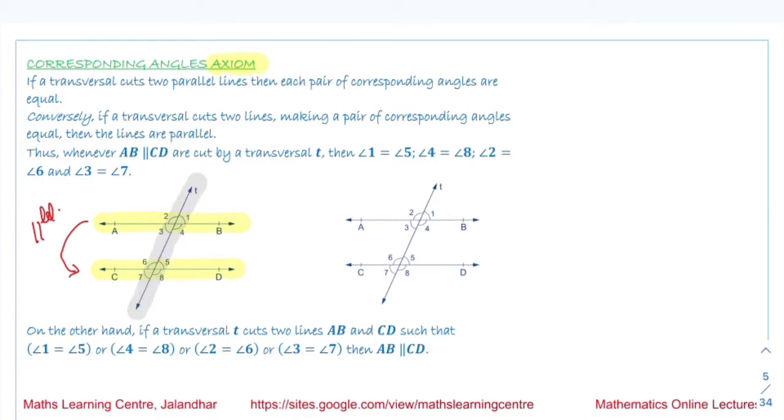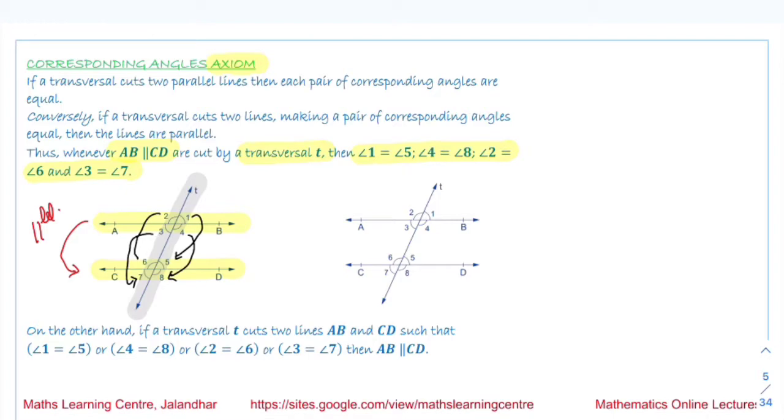Then we say that the pairs of corresponding angles are equal. The corresponding angles here are 1 and 5, 4 and 8, 2 and 6, 3 and 7. These pairs of angles are equal. This is our axiom. The parallel condition is very important here. This holds only when the two lines are parallel and transversal T is there, then the corresponding angles are equal.